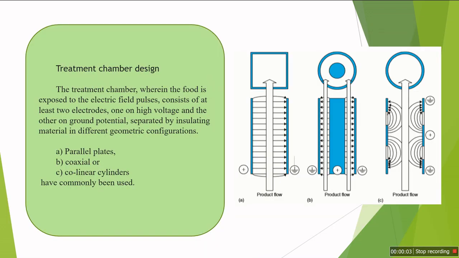The treatment chamber, wherein the food is exposed to the electric field pulses, consists of at least two electrodes, one on high voltage and the other on ground potential, separated by insulating material in different geometric configurations. Here, the figure shows the different types of treatment chamber designs. The first one is the parallel plates, second is the coaxial, and the third one is the collinear cylinders. They have been commonly used in food processing.